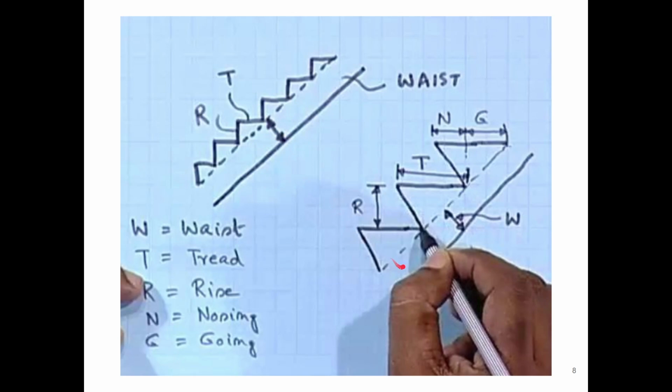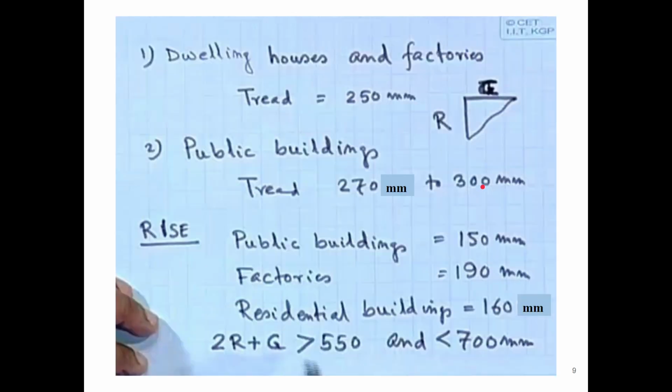So these are 4 or 5 terms which we require, mainly the rise and the tread. Rise and tread are the most important terms, and others are also significant. There are some recommendations as per IS code. What should be the dimension of tread and rise? What should be the value? There are some standard values.